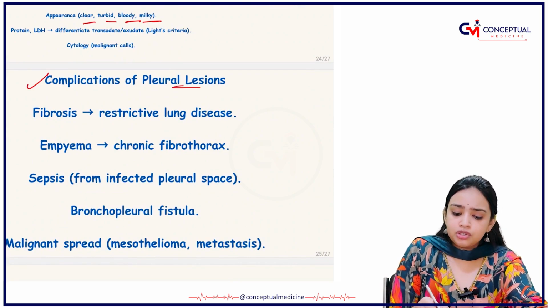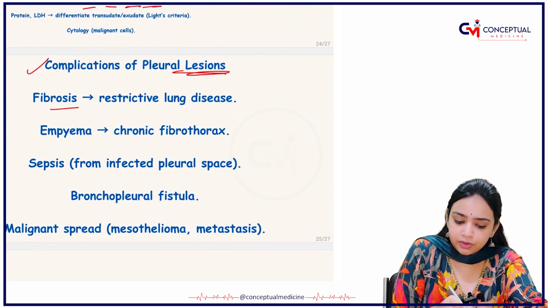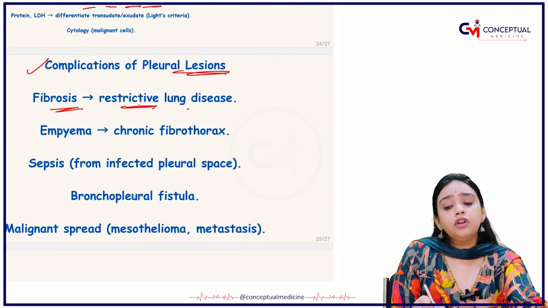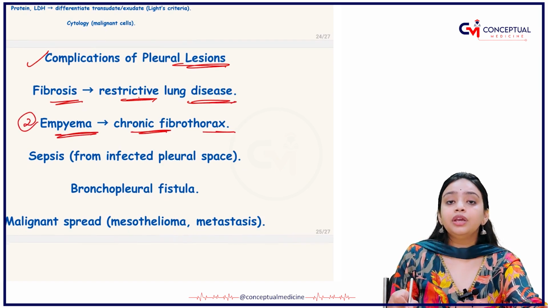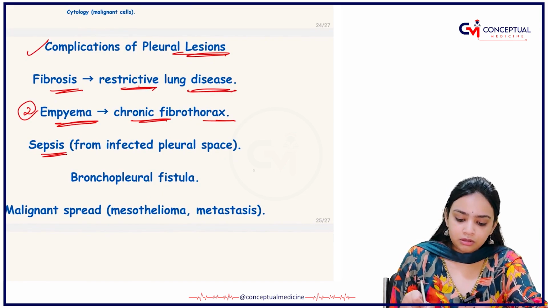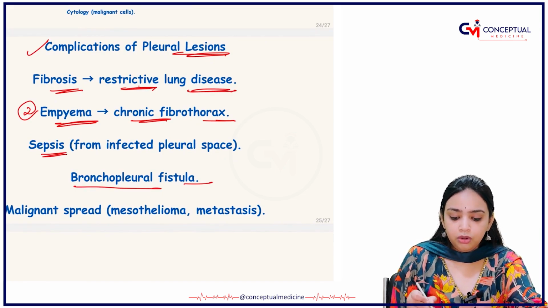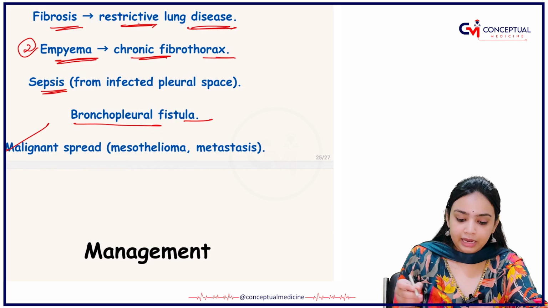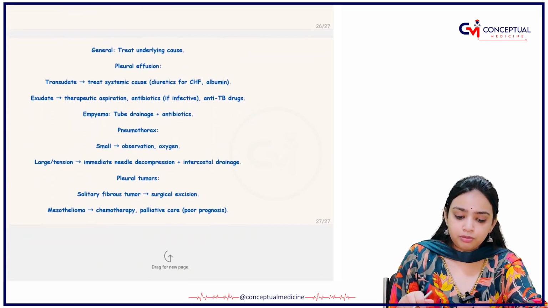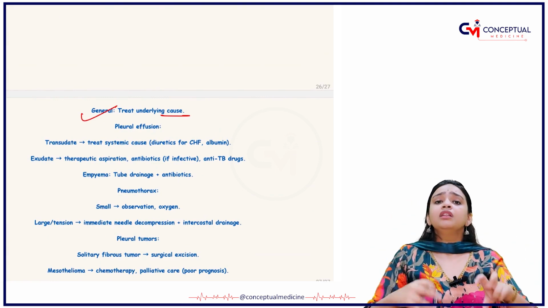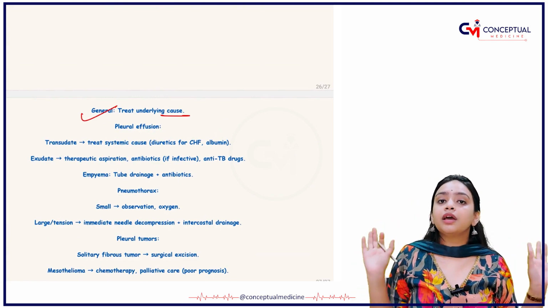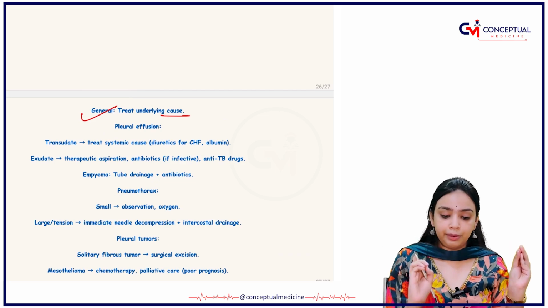What are the complications of pleural effusion you have? The first one is fibrosis, which leads to restrictive lung disease. Then you have the empyema, that will lead to chronic fibrothorax. Sepsis, that will lead to bronchopleural fistula, and then you have the malignant spread. What is the management? Management is generally to treat the underlying cause, whatever the organisms that are there, you have to make sure that you treat them.